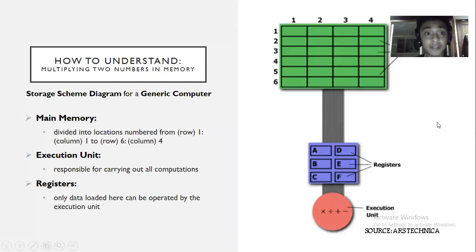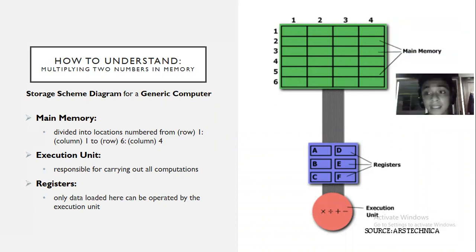Here in this slide, we are going to understand multiplying two numbers in memory. On the right side of the screen, we can see the storage scheme diagram for a generic computer. I'm just going to move my camera so that you can see the entirety of the diagram. Let's dissect what this diagram is about. This is the main memory, which is divided into locations numbered from row 1, column 1, to row 6, column 4.